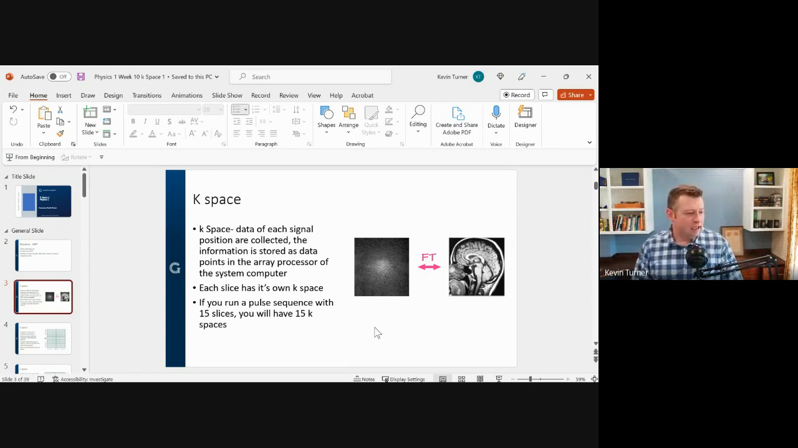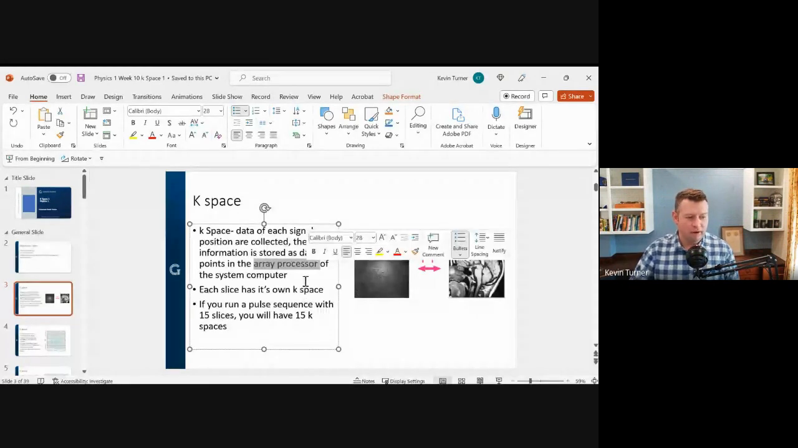So K-space, data of each signal position are collected. The information is stored as data points in the array processor of the system computer. So the array processor is a physical part of the computer, right? Where we store the information. That's where K-space is happening. Right.